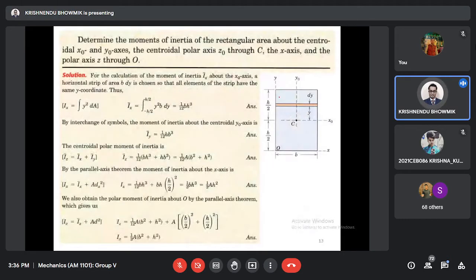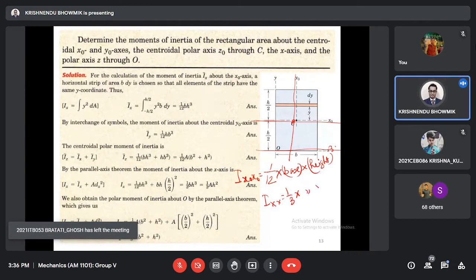Then if this is the rectangular one, this is the base, and this is the center, it is 1 by 12 base multiplied by height cube. This is the relationship we got, say Ix0x0, sometimes we can write this. But when we are talking about the base, this is Ixx, it was 1/3 multiplied by base multiplied by height cube. That is what we have shown there.